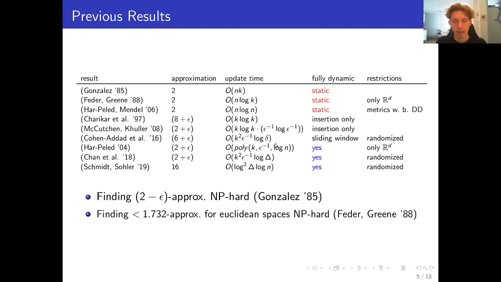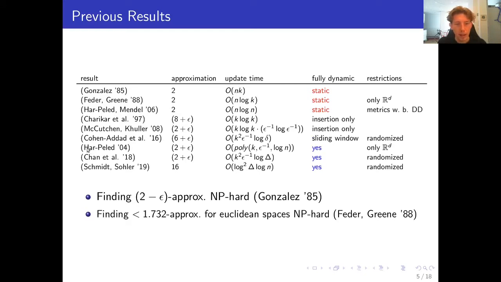Then there is another setting which is called sliding window, where a point is inserted at some time point t and removed at time point t plus w, where w is the window size. Goranci and others in 2016 found an algorithm with approximation 6 plus epsilon, and the update time was k squared epsilon to the -1 log delta. Also, delta is the aspect ratio, that's the typo. This is a randomized algorithm, and that's its restriction, and it only works in the sliding window model.